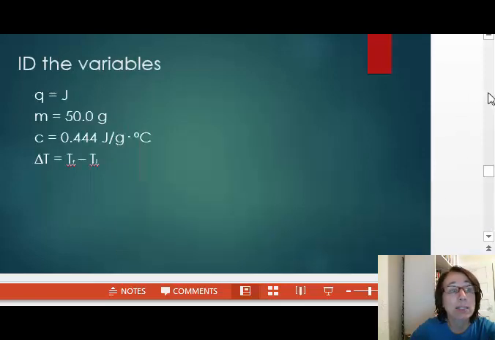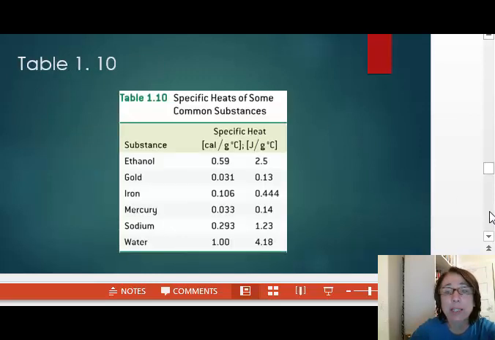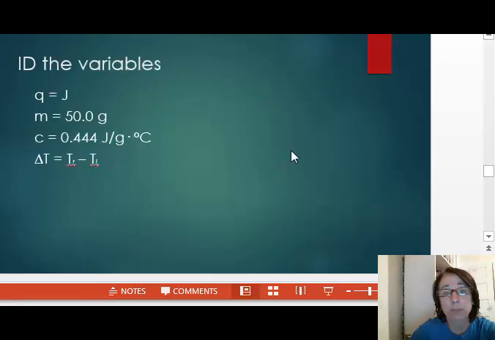The problem does not give us the specific heat capacity of iron, but if I look at table 1.10 in the text, I see that it is 0.444 joules per gram per degree Celsius. Since I'm solving for energy in units of joules, I want to make sure that I use the specific heat capacity value that uses joules, not calories.